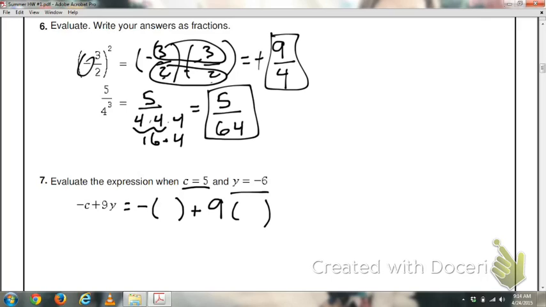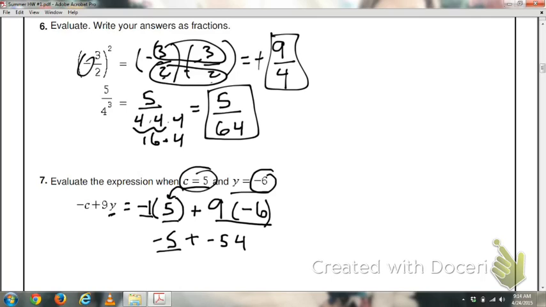Now, I know that the c belongs in here. Now, instead of writing c, I can replace it with the number 5. And I also know that y is being multiplied to 9. So instead of y, I can replace -6 in there. So here I have a negative, and this negative you can think of as -1 if you'd like. This is -1 times 5. That's going to be -5. And then I have plus 9 times -6. Now 9 times -6 is -54. So when I do -5 plus -54, that's going to be -59 if we add those signed numbers together.